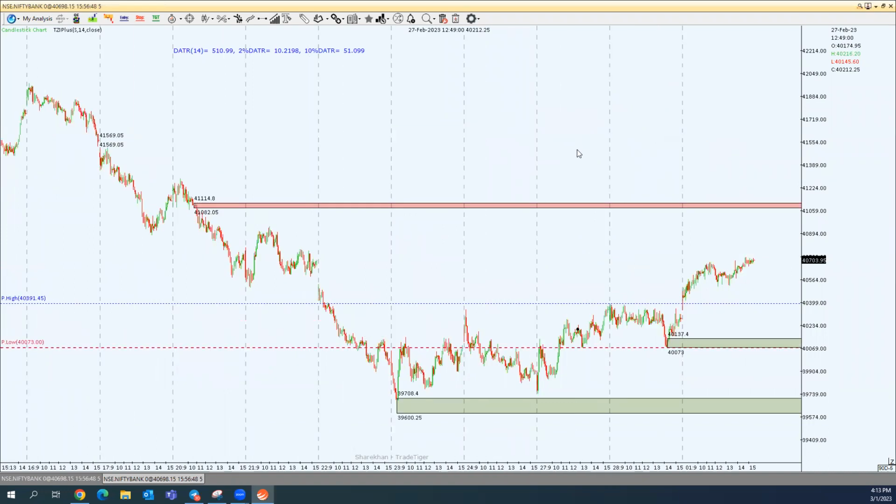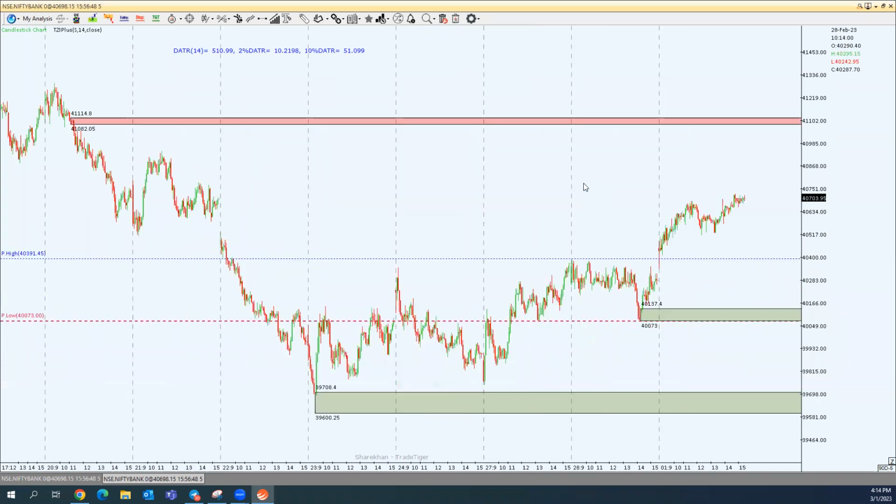According to the supply and demand, the levels are far away for tomorrow. If you see on the upside, the level is almost around 41,000. On the lower side, the demand area is around 40,150. So tomorrow it will be hard to trade Bank Nifty based on supply and demand. So you may have to rely on price action.